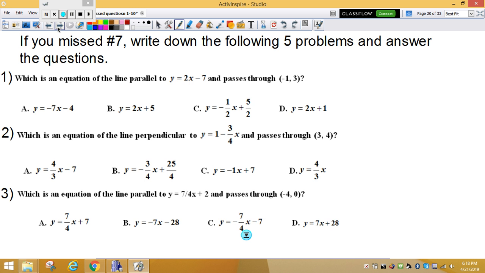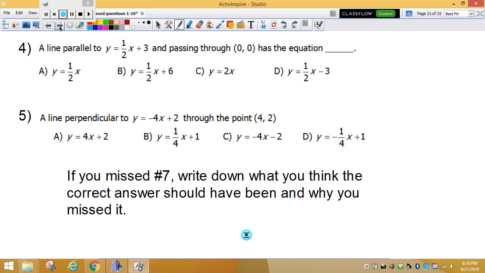So if you missed number 7, I want you to write down these 5 problems and the answers. Again, I wouldn't really worry about the parallel and perpendicular part. I'd type them in y equals and just see if it goes through the points. So pause it, do 1, 2, and 3. Here's 4 and 5. Pause it, do 4 and 5. And when you get done, if you missed number 7, I want you to write down what you think the correct answer should have been and why you missed it.